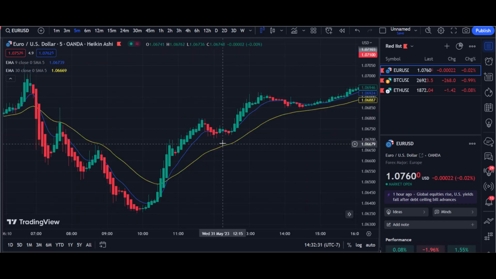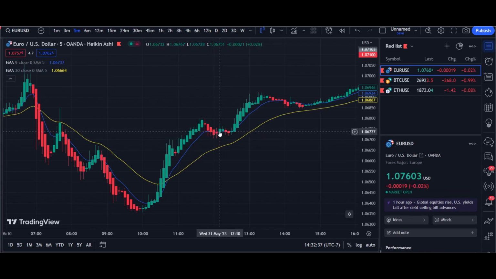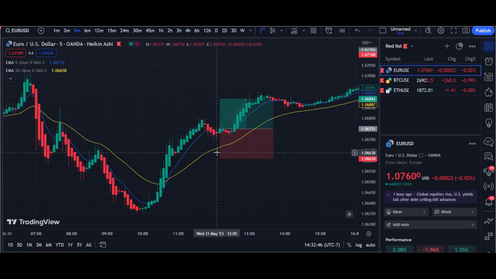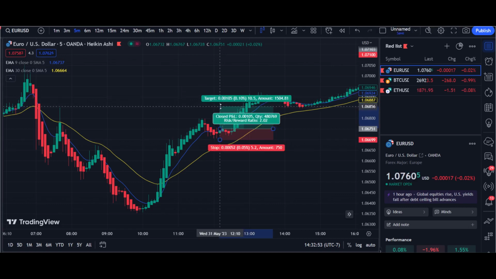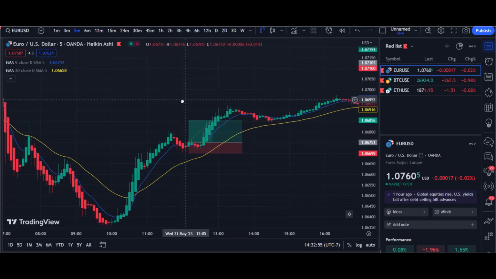All right, so we can see that we have our second long position right here. The 9 EMA is trailing above the 30. We have a candle closing mostly or completely below the 9 EMA. So we're going to wait for the first green candle to print, and then we're going to set our stop loss a few points below the most recent swing low. 2.0 risk reward ratio. We can see that we have another winning trade.